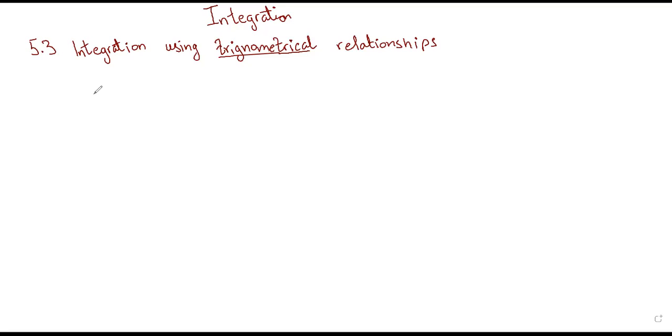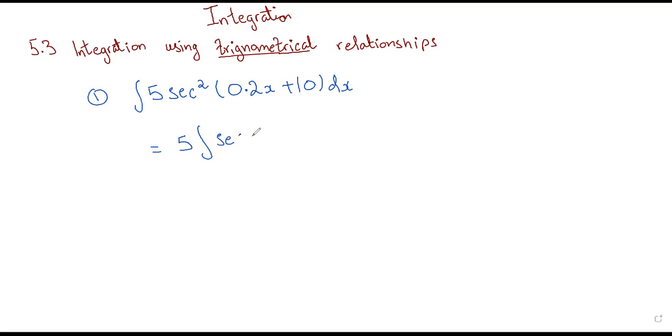Let's say you have been asked to integrate 5 secant square 0.2x plus 10 dx. Okay. Now, the first thing is to know that this is equivalent to this integral. Since 5 is a constant, I can take it out, right? We know this. Yes. Very good. Okay. Now we need to focus on this part only, right? This is the focus part.